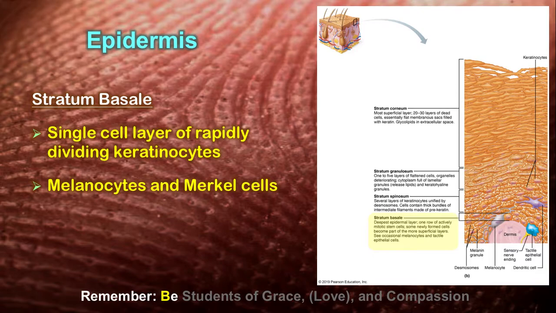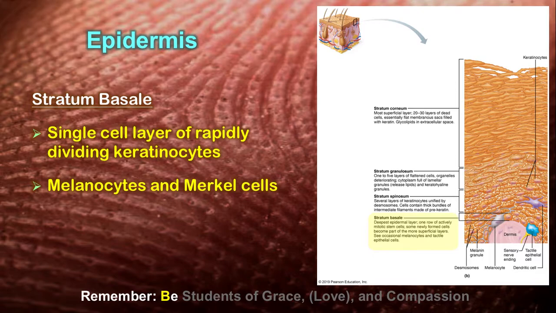When he divides, he's going to push his new cell up. Okay, so he's going to split. His new cell goes up, then he stays down here at the bottom. And then he'll keep splitting. He'll split and move up, always leaving one cell down at the bottom that can divide and keep the skin moving. Okay?